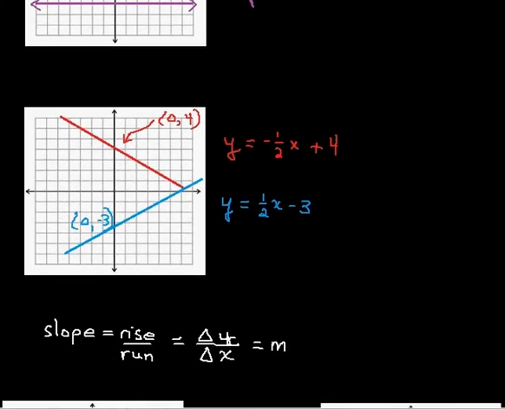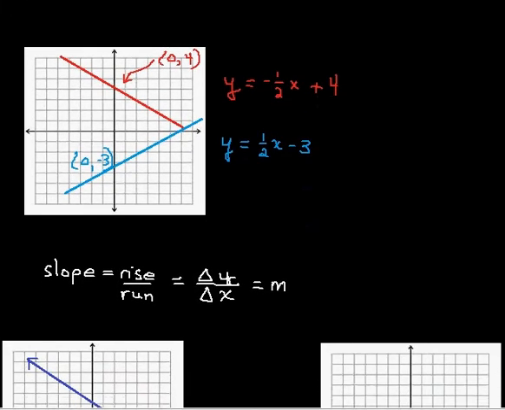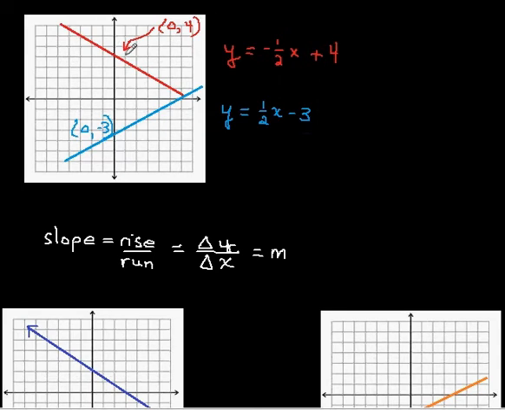Next thing, we're going to talk about our y-intercept. A y-intercept is where the equation crosses through the y-axis. Keep in mind this is the y-axis, this is the x-axis. The y-intercept is the point where the line crosses through the y-axis. And you'll notice it's right here where this red line crosses through the y-axis.